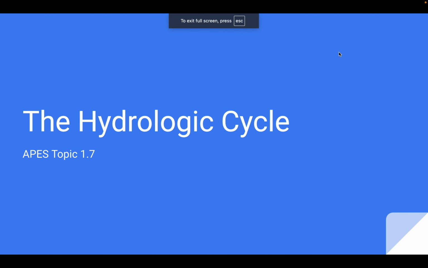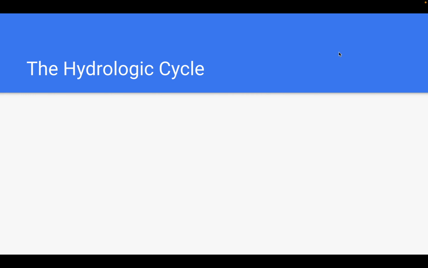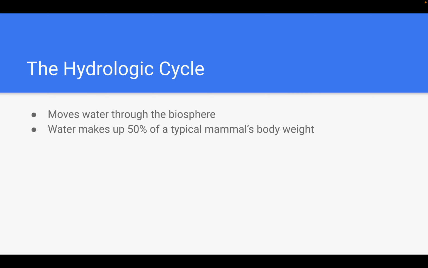Hello, everybody, and welcome to APES Topic 1.7, the hydrologic cycle. So, the hydrologic cycle is another name for the water cycle. Now, this moves water through the biosphere, and water makes up typically 50% of a typical mammal's body weight.